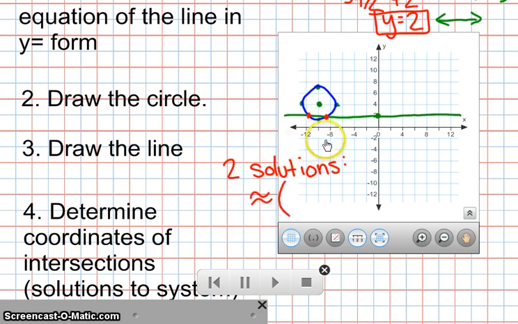And we're going to go ahead and approximate them. Right here we have one at about negative 11.5 and 2. And then for our other one, maybe negative 9 and about 2. As long as you were close there, you were good.